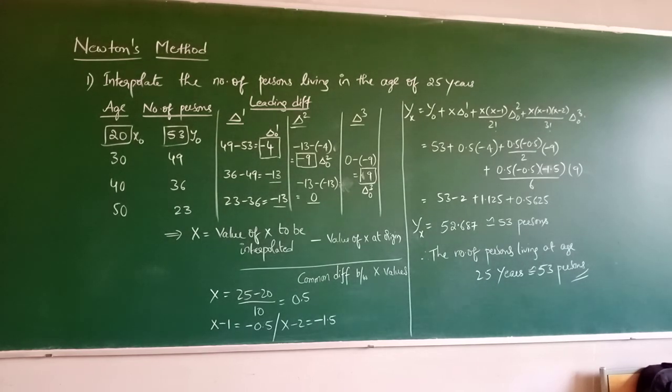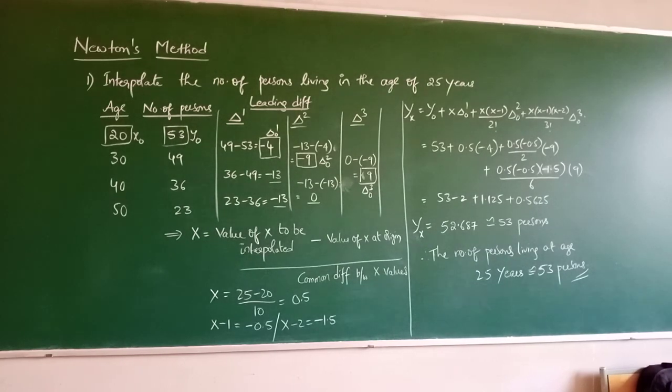If you observe the formula, what is the formula of Newton's method? Yx equals y naught plus x into delta naught 1 plus x minus 1 by 2 factorial into delta naught 2 plus x minus 1 x minus 2 by 3 factorial into delta naught 3. See, kind of a polynomial expansion. If you remember in mathematics, this is also the same kind, polynomial expansion, right?